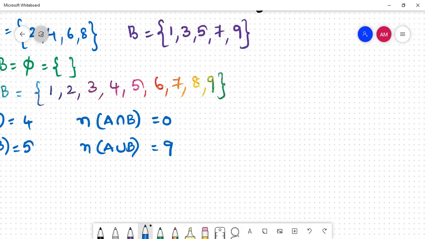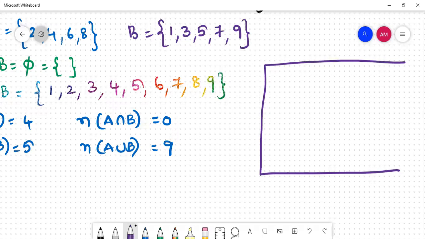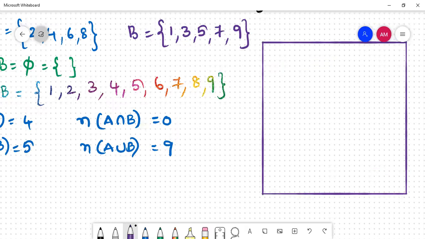So let us draw the Venn diagram. We know how to draw a Venn diagram for disjoint sets also. Now I'm asking a question, ma'am. How to draw? Tell me. Draw A separate, B separate, in rectangle. Exactly. Yes, ma'am. We have to draw A and B separately.